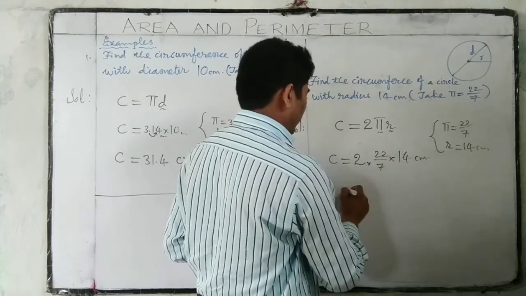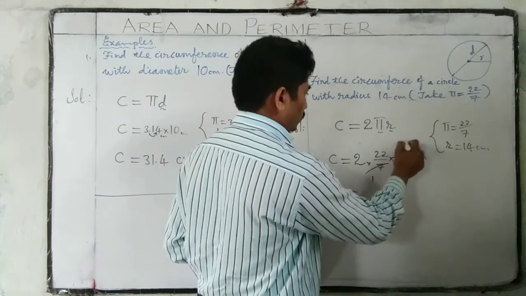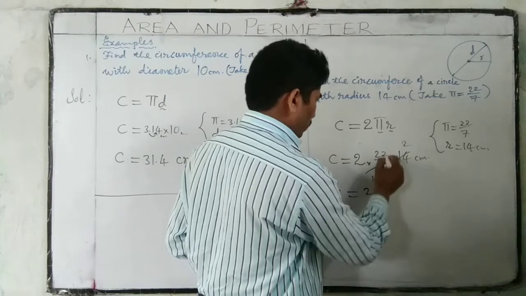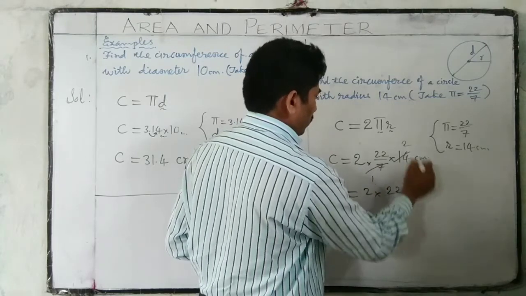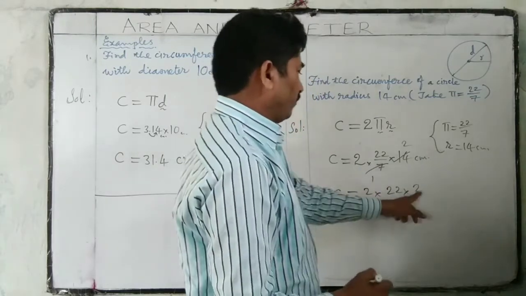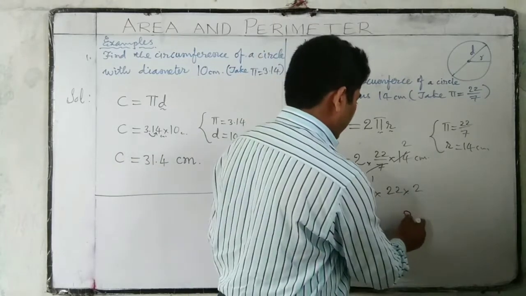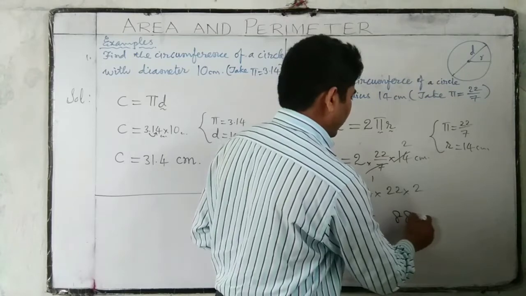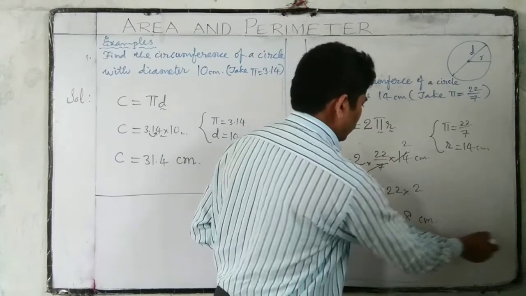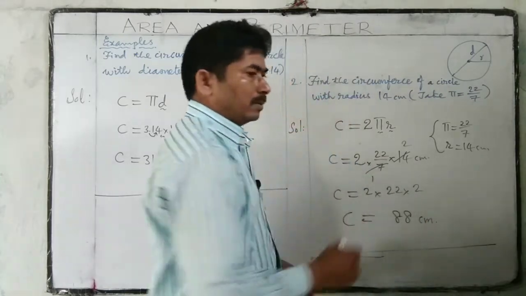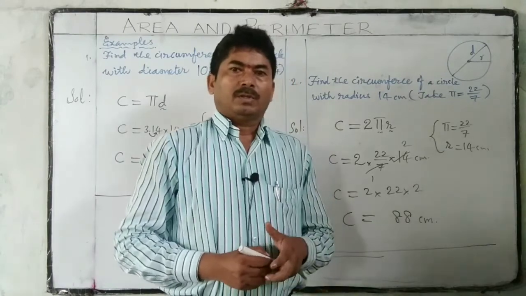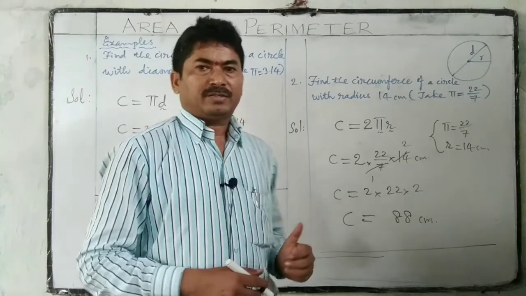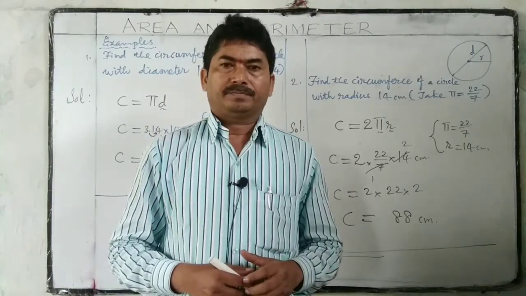Now we have to simplify. 7 ones are 7, 7 twos are 14. C is equal to 2 into 22 into 2. 2 twos are 4, 4 twos are 8, 4 twos are 8. C is equal to 88 centimeters. This is the method to find the circumference of the circle.